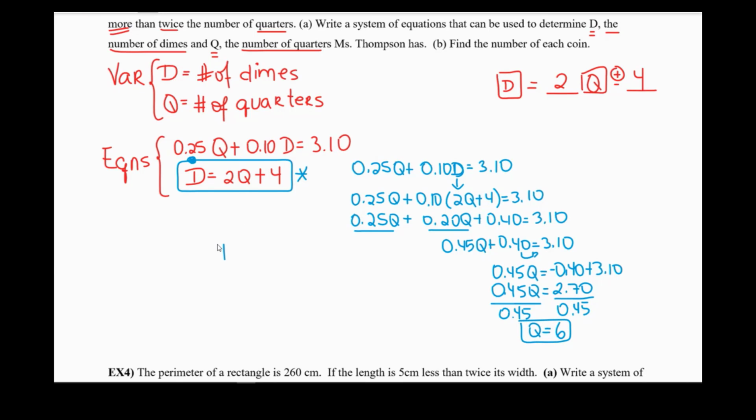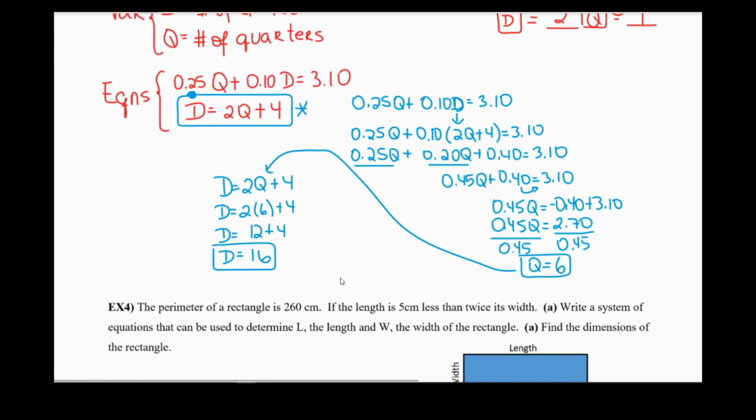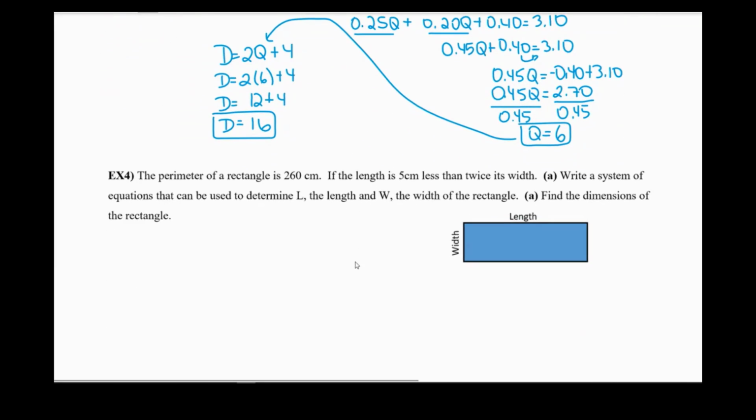Now to find the number of dimes, we're going to copy this equation here and bring the value over here. So the number of dimes is going to be 2 times 6 plus 4. The number of dimes equals 12 plus 4. The number of dimes equals 16. So there we go. We found the number of dimes and the number of quarters. Let's go on to the last problem.